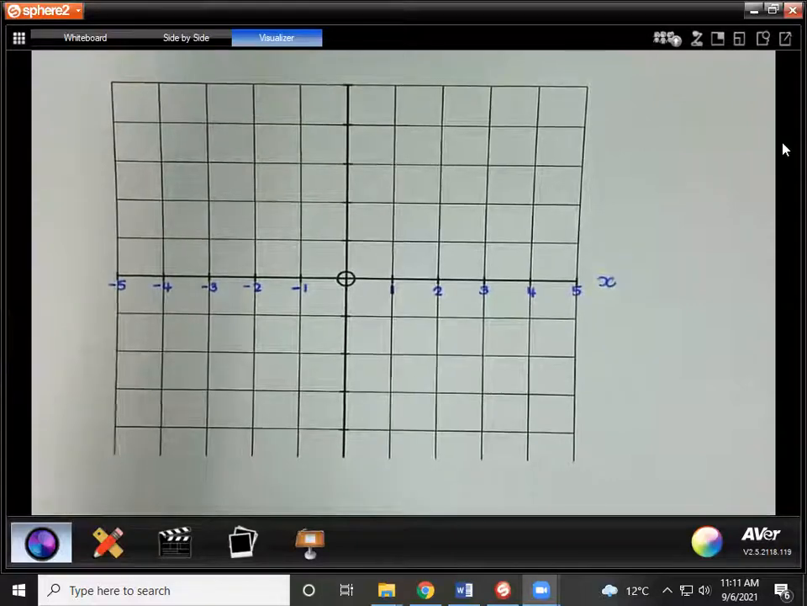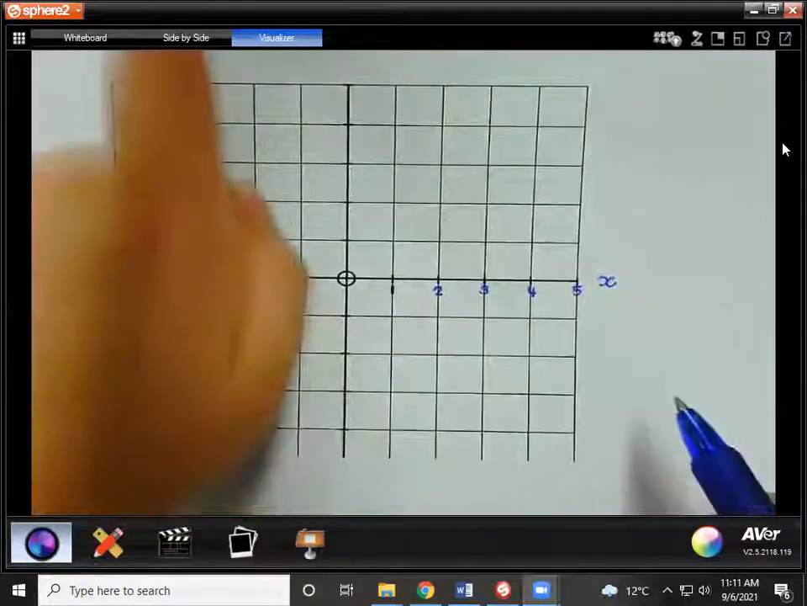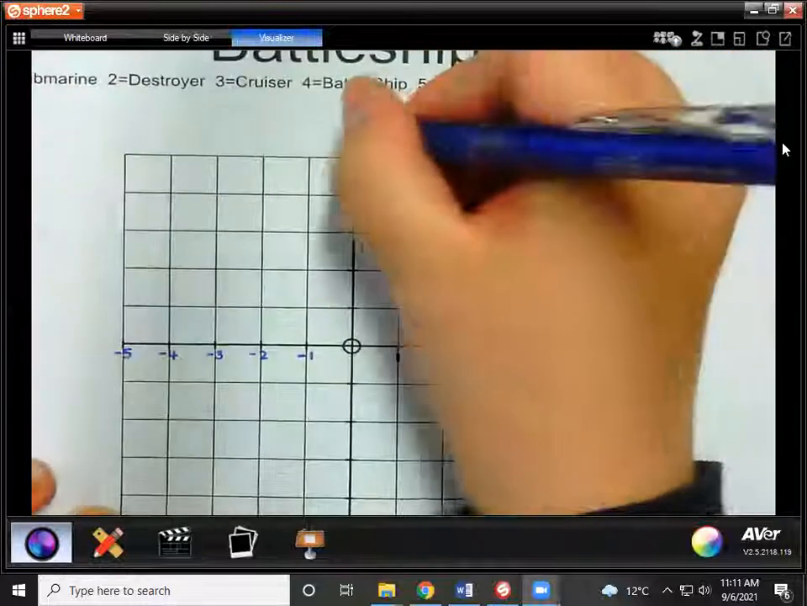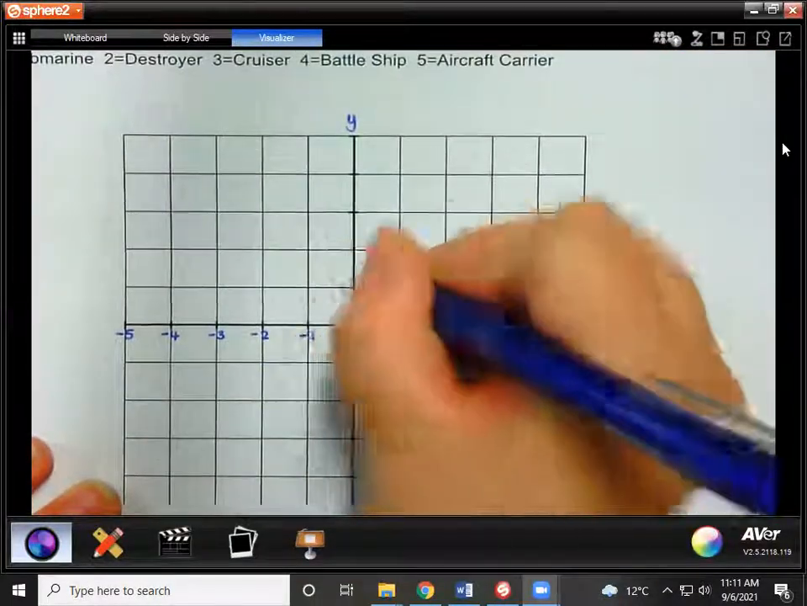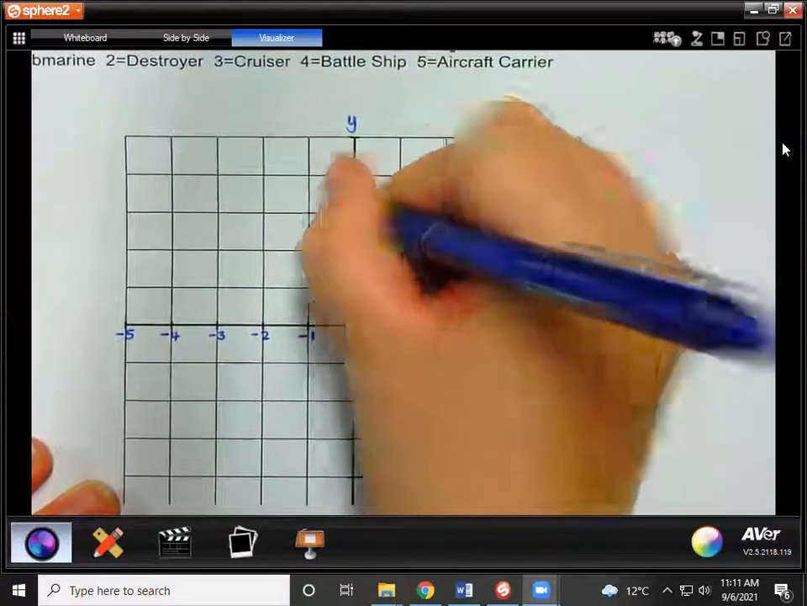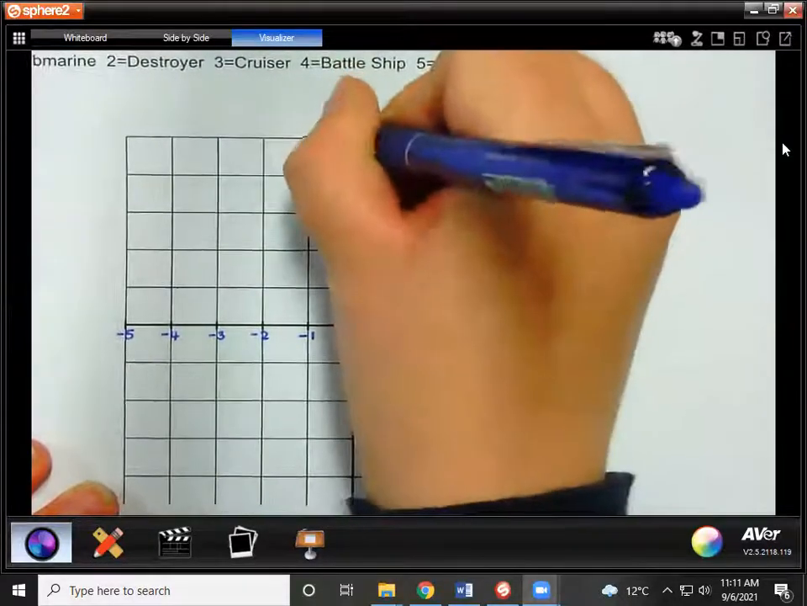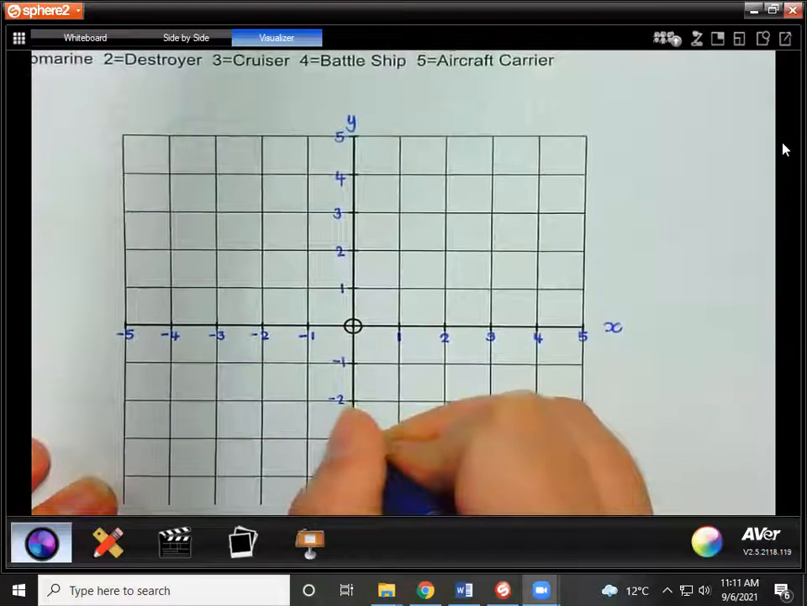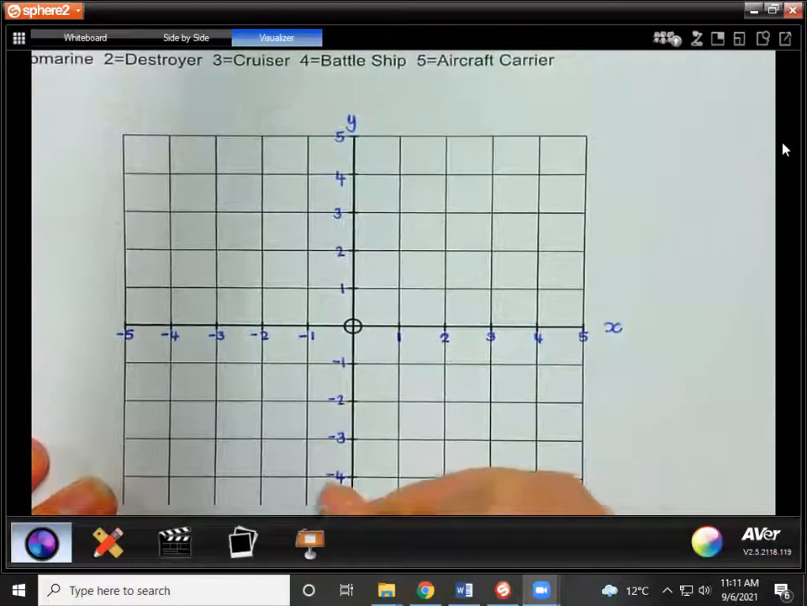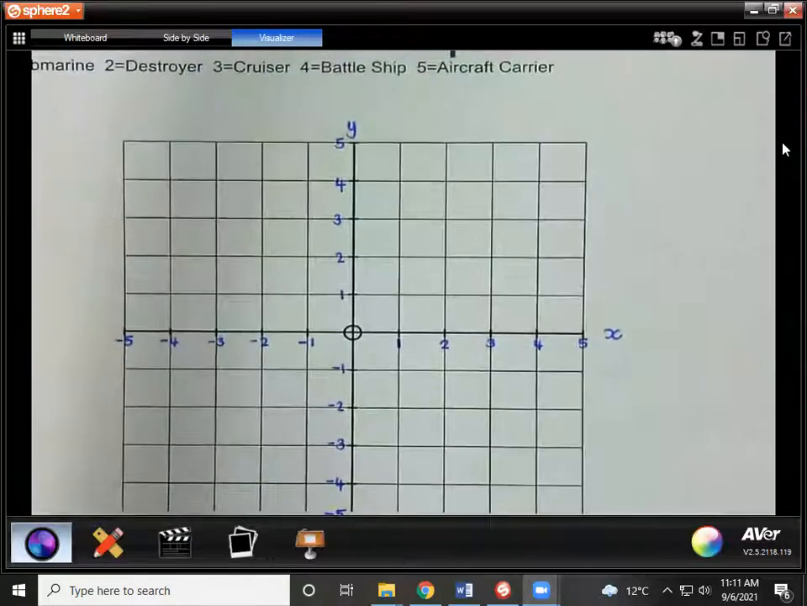I'll go through all of that now. Next, let's just quickly fill in the Y values. This long axis is the Y-axis. That is 1, 2, 3, 4, 5, and -1, -2, -3, -4, -5.